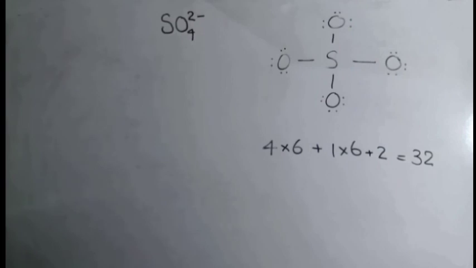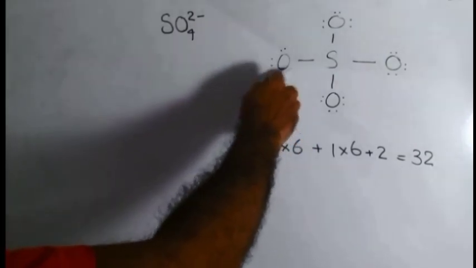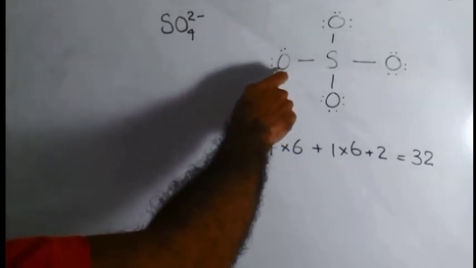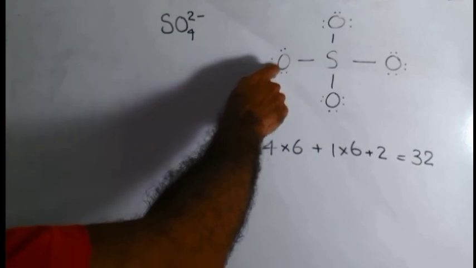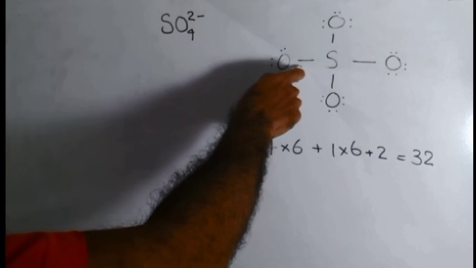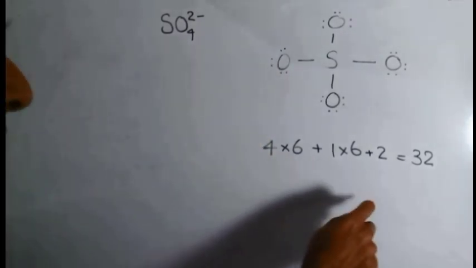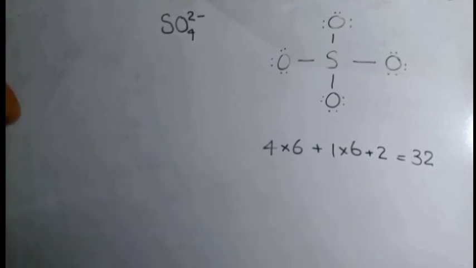Now we have used 8 electrons already, because a single bond represents 2 electrons. So if we take one oxygen atom, 3 lone pairs means 6 electrons. With these 2 electrons, altogether 8. So 8 into 4 means 32. So we don't have any electrons remaining from this 32. So there are no lone pairs going on to the sulfur atom here.